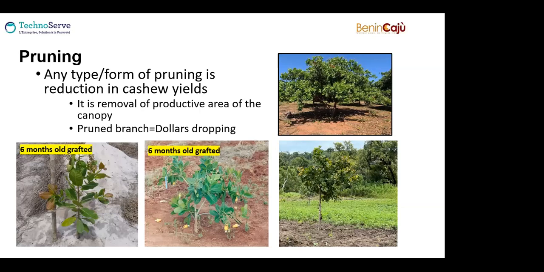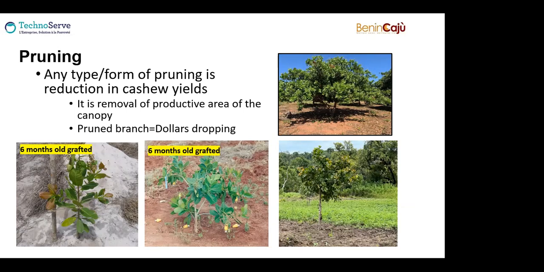Now, let us come to the right subject, pruning. It should be known that any type or form of pruning cashew branches is a reduction in yield, because it involves removal of the productive area of the canopy. Pruned branches are almost dollars dropping.